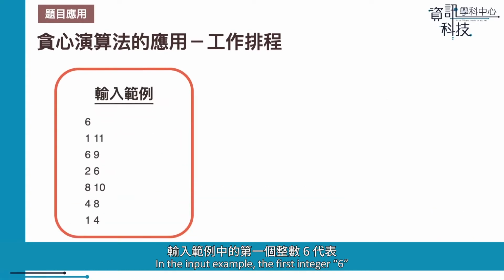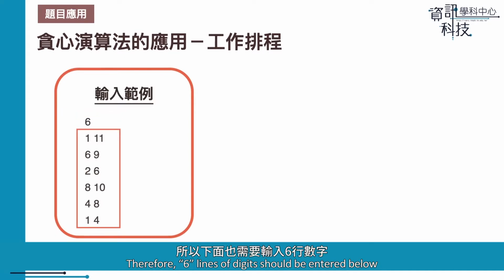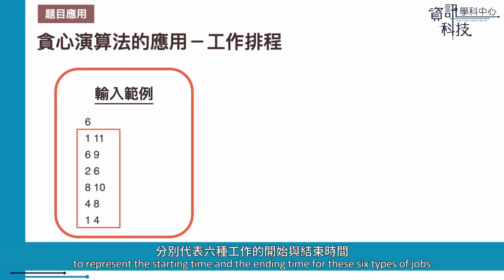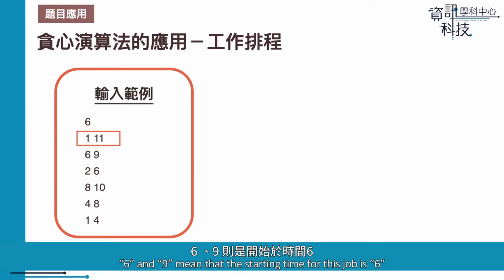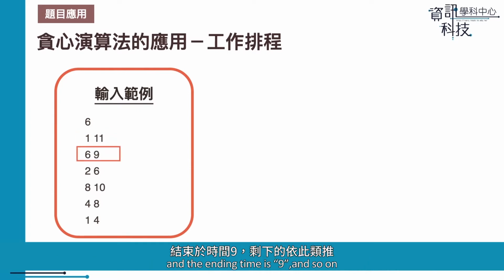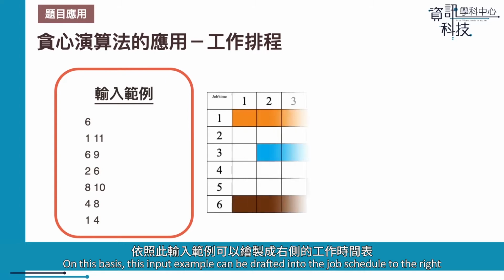In the input example, the first integer, 6, means that there is a total of 6 different types of jobs. Therefore, 6 lines of digits should be entered below to represent the starting time and the ending time for these 6 types of jobs. 1 and 11 mean that the starting time of this job is 1 and the ending time is 11. 6 and 9 mean that the starting time for this job is 6 and the ending time is 9, and so on. On this basis, this input example can be drafted into the job schedule to the right.